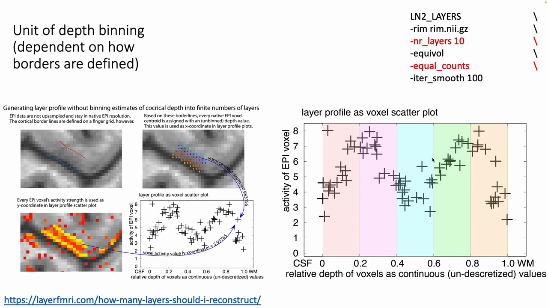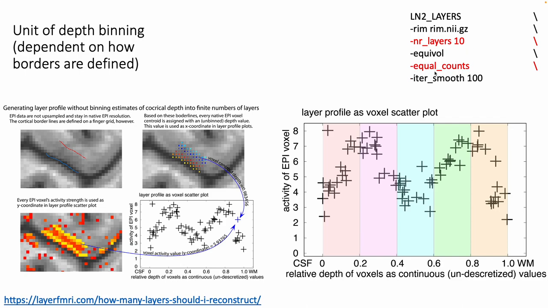So we don't really want to put them in the same bin of layer groups. It would result in additional loss of spatial resolution, even though each point itself is not a point, right? It already has a limited spatial specificity, right?